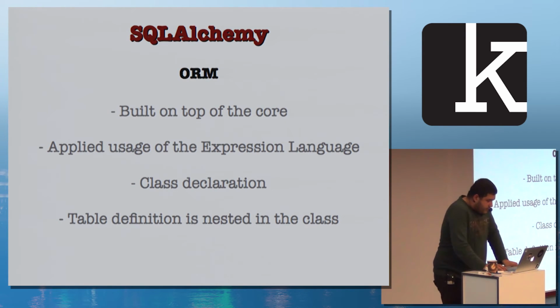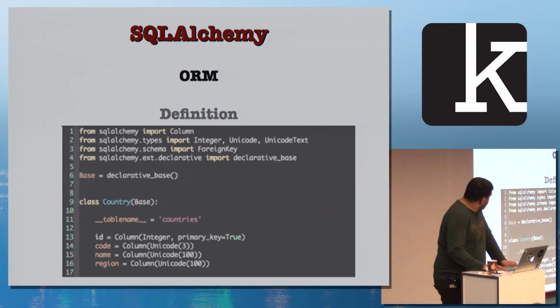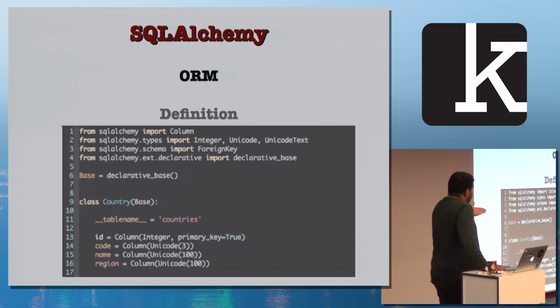ORM. SQLAlchemy ORM is built on top of the core, and it heavily uses the SQL expression language. And it supports class declaration, and table definition is in the class that you create. You don't have to map them separately. So for example, this is the country class that we created as a country table before. If you wanted to create the countries table using ORM, this is how we would do it.